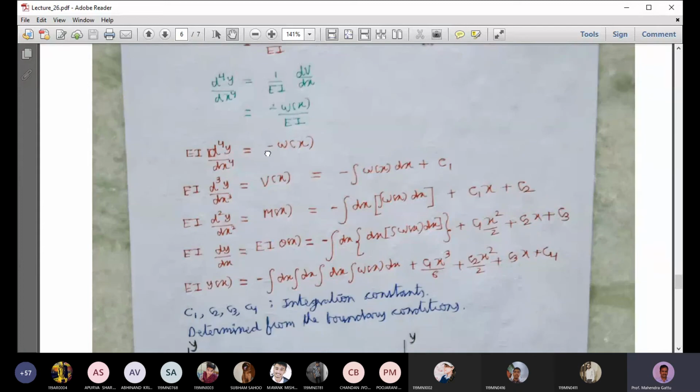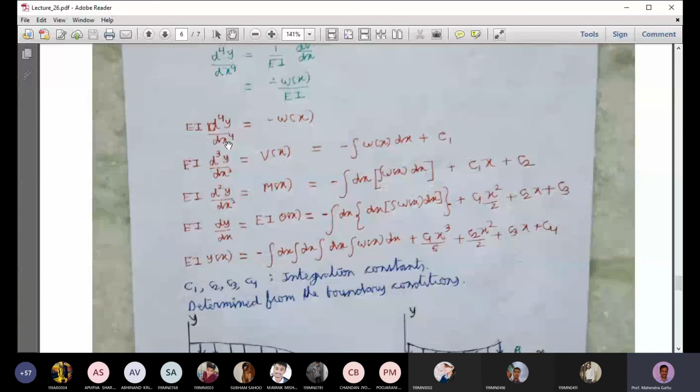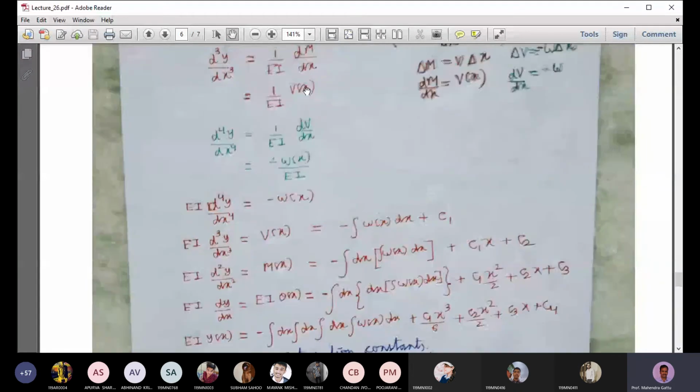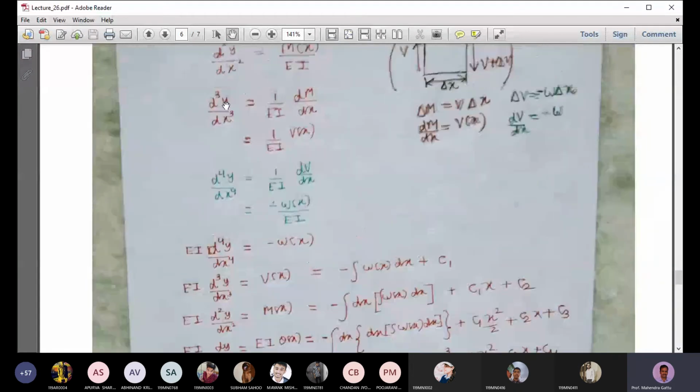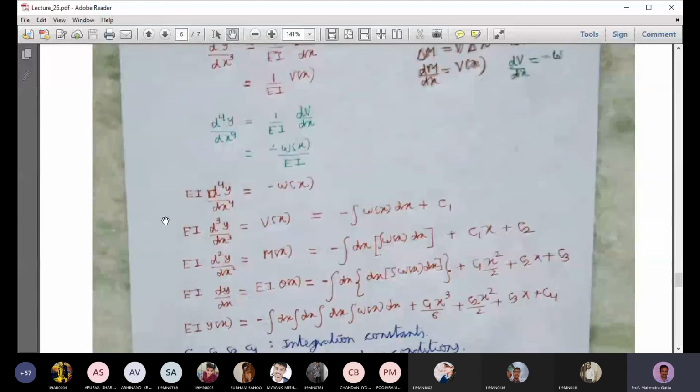Okay. So if you are being given a beam subjected to a distributed load and there are no point loads acting in between, we can apply directly this differential equation. And what we can do, we can integrate it 4 times and get the y value. So when you do the integration each time, let's look at what happens. If you integrate it once, you get EI d cube y by dx cube. And what is that value? It is V of x. So we have done that d cube y by dx cube is 1 by EI V of x. So EI d cube y by dx cube is V of x, and that will be equal to integral of minus W of x dx plus C1.